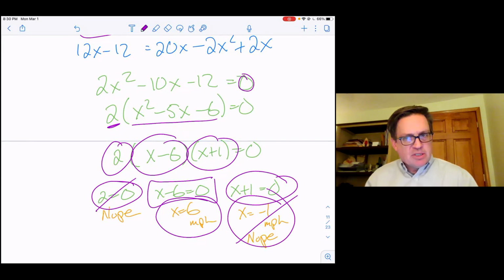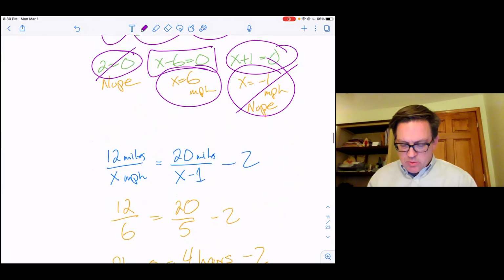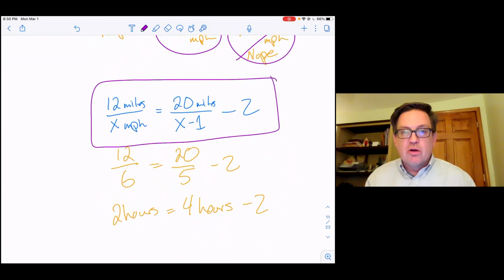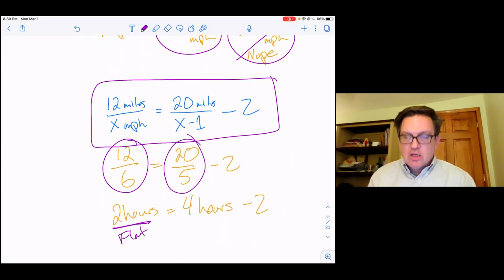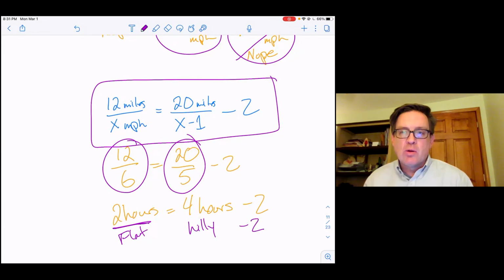So again, let's just double check all that algebra works out. Plug it back into your original equation. If we plug in x equals 6, we get 12 over 6, which means it took her 2 hours on the flat course. And 20 miles, now she's going a little slower, only 5 miles an hour here on the hilly course. That's 4 hours. So that's 2 hours longer than on the flat, faster course. So the algebra works out very nicely, and you can solve all of these.